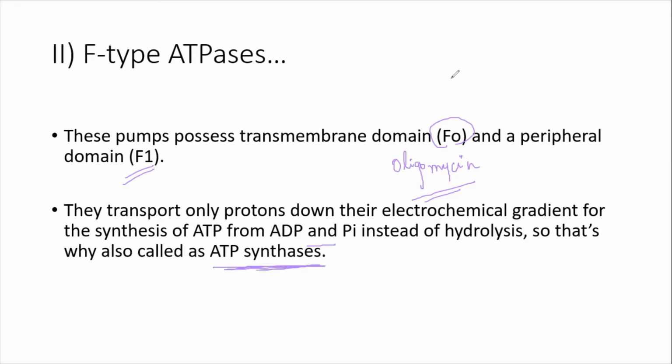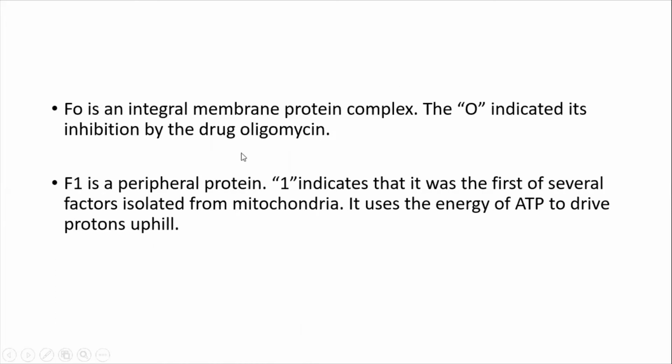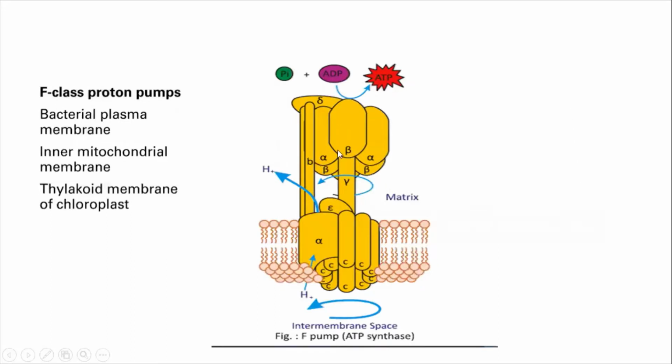Now, in mitochondria, what we have always studied, like the electron transport chain, in that we have discussed about complex 1, 2, 3, 4, and 5. So this is the fifth complex, the ATP synthase. Okay. Now, I just mentioned that O indicates the oligomycin. And it's a peripheral protein. One indicates that it was the first of the several factors from the mitochondria. Anyways, not required. Okay. So this is your structure.